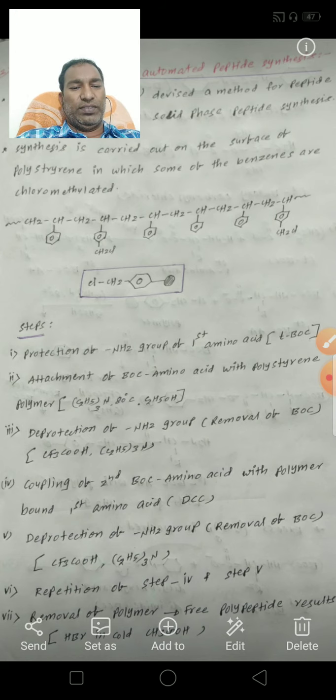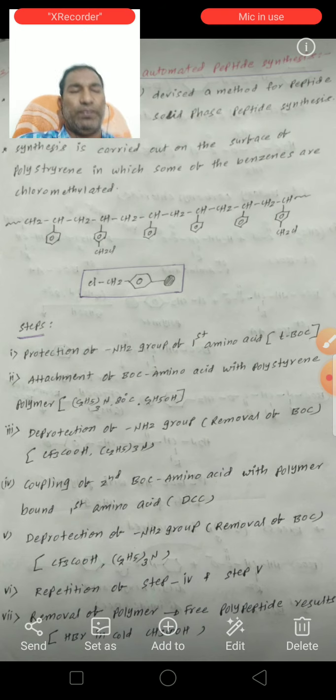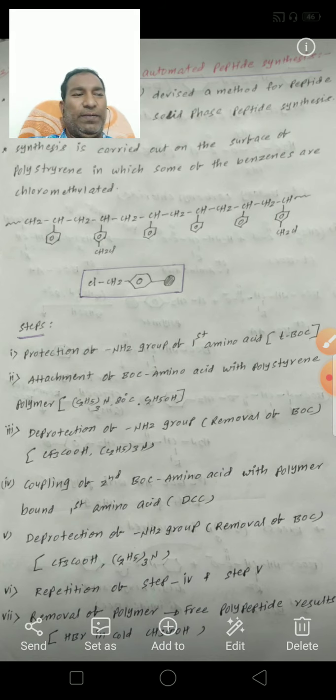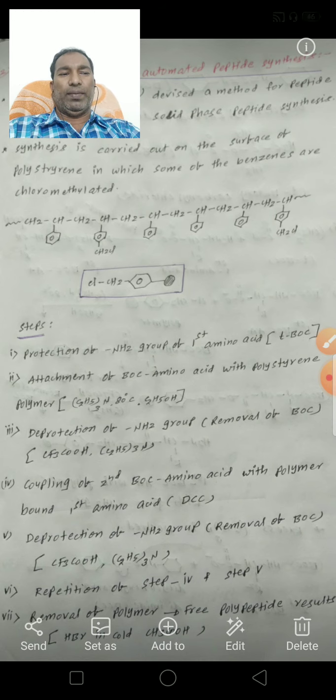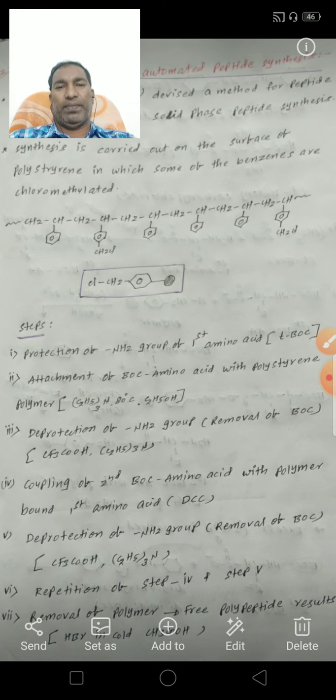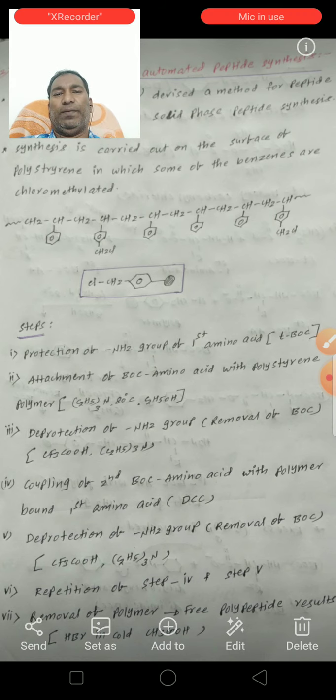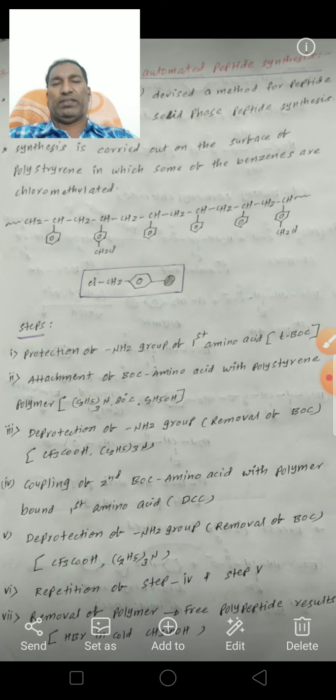So these are the two methods for the synthesis of peptides. The first is peptide synthesis by protection of the amino group and COOH group, and the second is solid phase peptide synthesis. Solid phase peptide synthesis is known as Merrifield automated peptide synthesis. These two are the peptide synthesis methods.